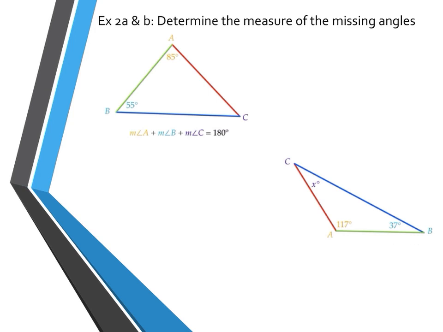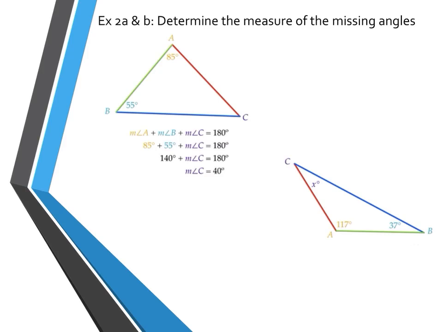And then by substitution, we can say that 85 degrees plus 55 degrees plus measure of angle C equals 180 degrees. So we now have an equation that we can solve for measure of angle C. So we combine like terms, so the 85 plus the 55, and then subtract from the 180, resulting in measure of angle C equaling 40 degrees.